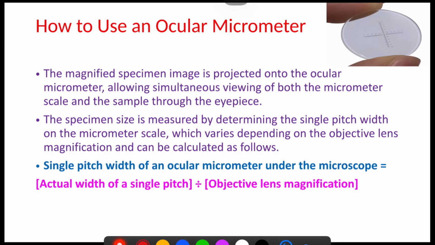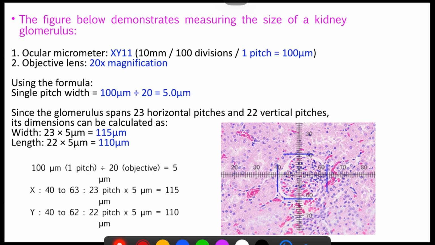Now how to use the ocular micrometer? This is a graduated round disc. How do you calculate the width of a single division? It is the actual width of the single pitch or division divided by the objective lens magnification, right? This ocular micrometer has 10 millimeters in x and y. So 10 millimeters means 1 centimeter divided into 100 divisions. So 1 division is equal to 100 micrometers.